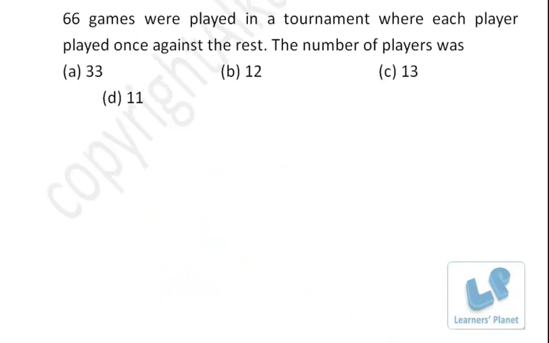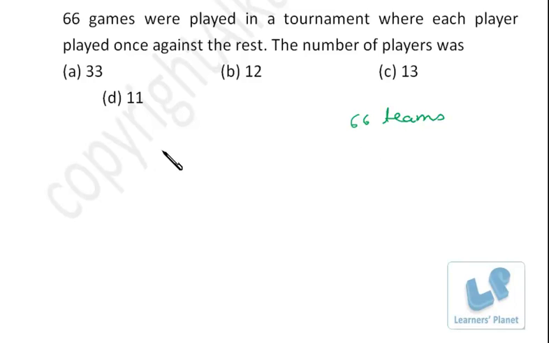Now one more question from CAT previous year papers. 66 games were played in a tournament where each player played once against the rest. The number of players was? Friends, further, it takes 2 players to make one team, right? And one team means one match, right? So precisely there are 66 games, that means there were 66 teams, right? Here I'm talking about teams, not persons, right?